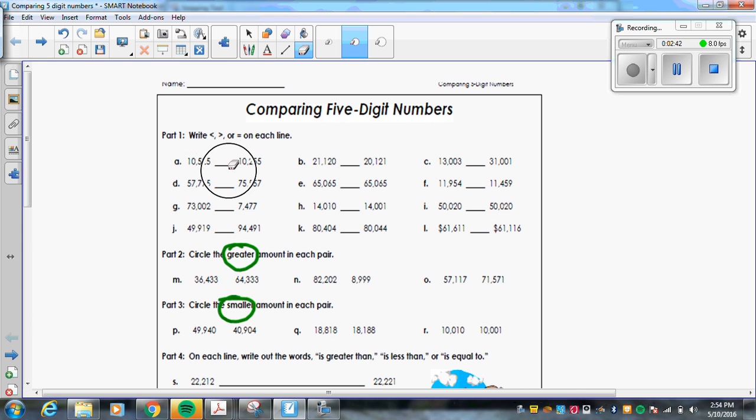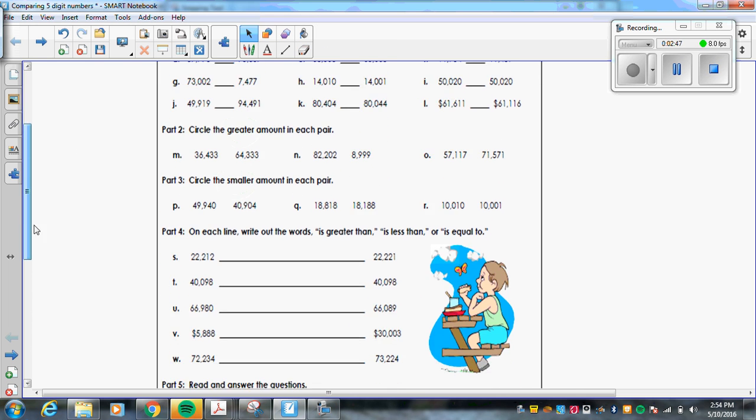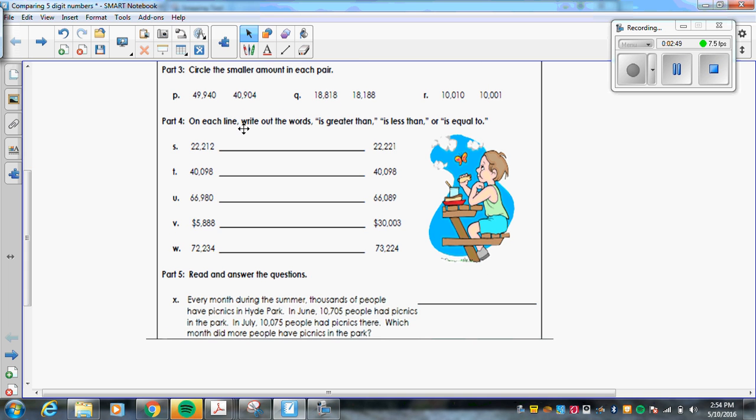Now I'll just rub this out while I scroll on down. On each line, write out the words is greater than or is less than or is equal to. Okay, so instead of using the symbol less than or the symbol greater than or the equal symbol, you need to write out is greater than, is less than, or is equal to. And you're doing the same thing.